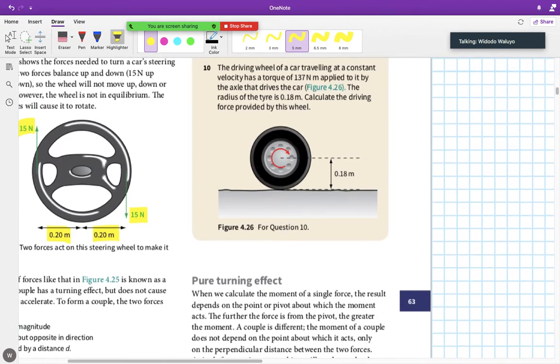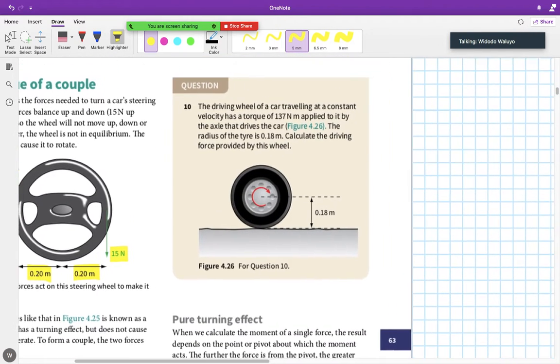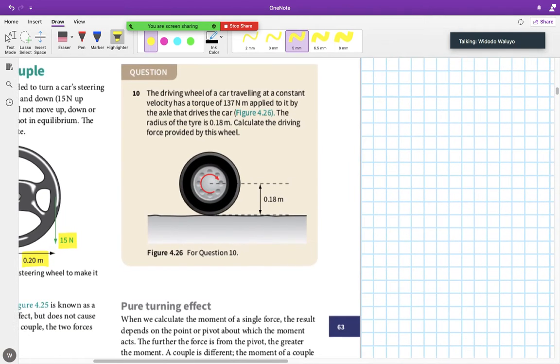See this question here. The driving wheel of a car traveling at a constant velocity has a torque of 137 Newton meter applied to it by the axle driving the car, figure 4.26. The radius of the tire is 0.18 meter. Calculate the driving force provided to the wheel.